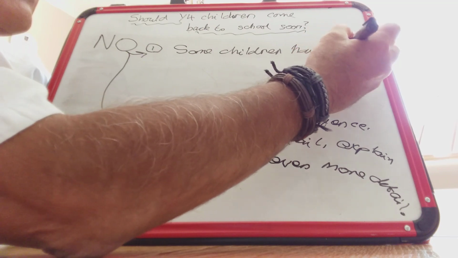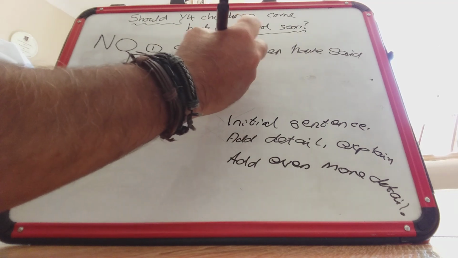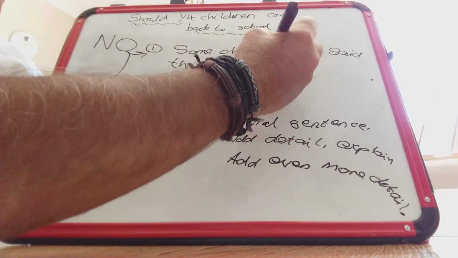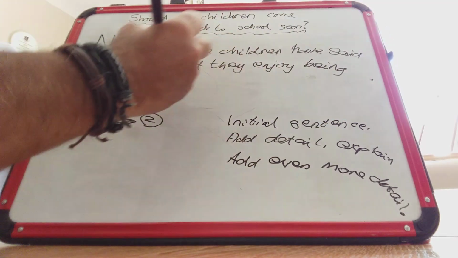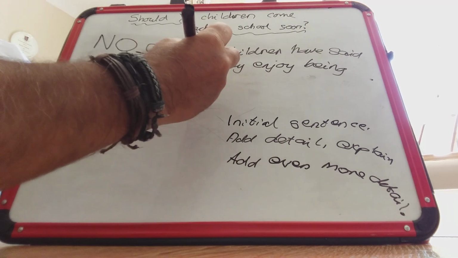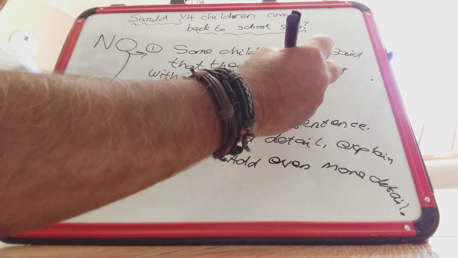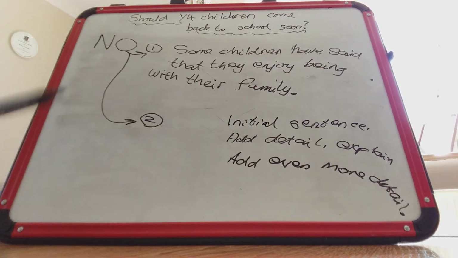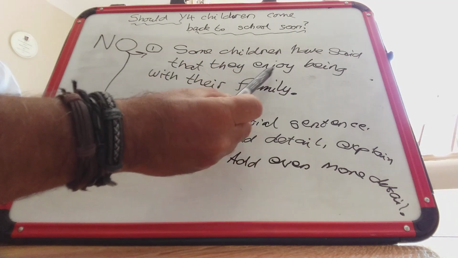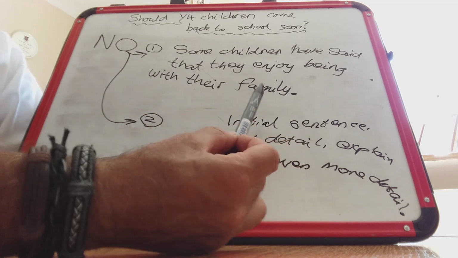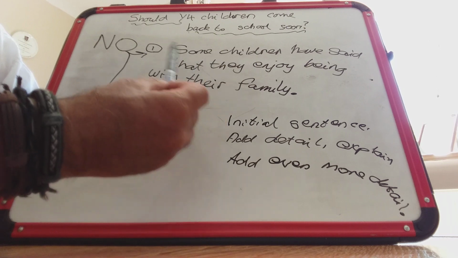Some children have said that they enjoy being with their family, full stop. So let's just check the sentence is okay. Some children have said that they enjoy being with their family. Yep, that looks okay. Now, the next sentence will probably explain in a bit more detail.